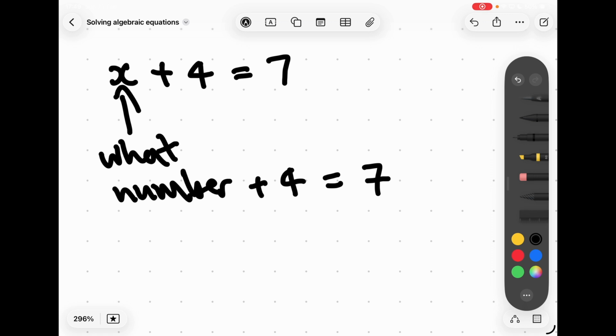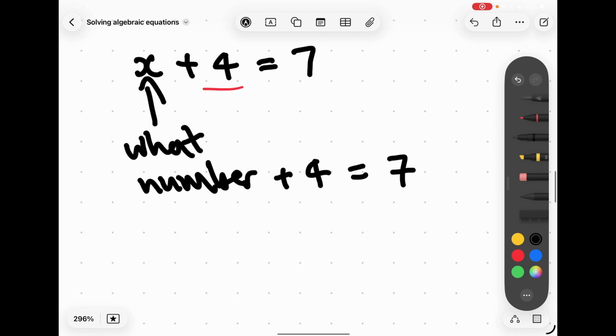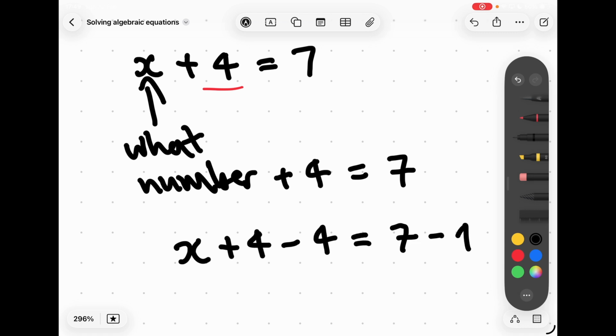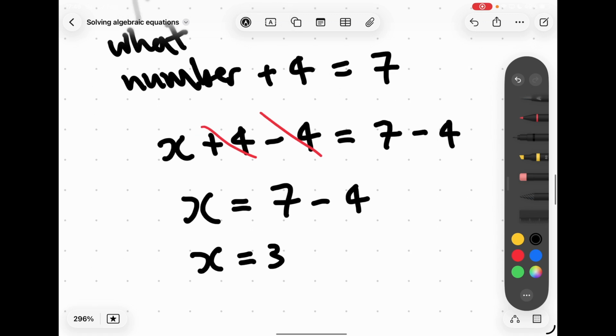Now to solve this, we're going to have to work backwards, and we're going to have to take this plus 4 that we have here, and we're going to have to minus 4. So we're going to do the opposite of the last thing that's happening to our x, or our variable. So for this, we're going to get x plus 4 minus 4 equals 7 minus 4. Now we can see that plus 4 and minus 4 will cancel out. So that means we will then get x is equal to 7 minus 4, or x is equal to 3.